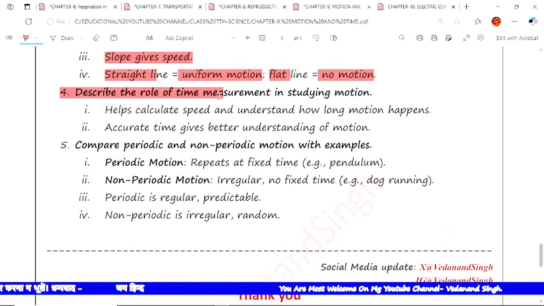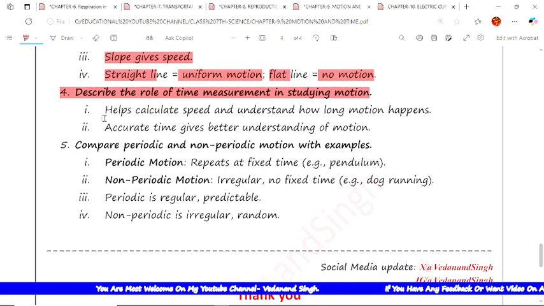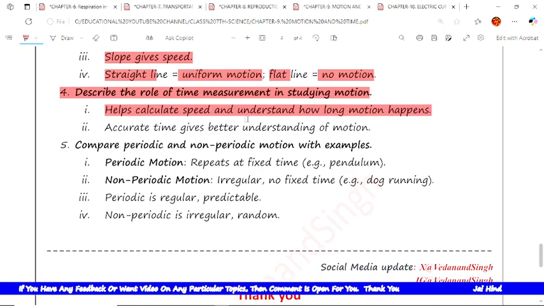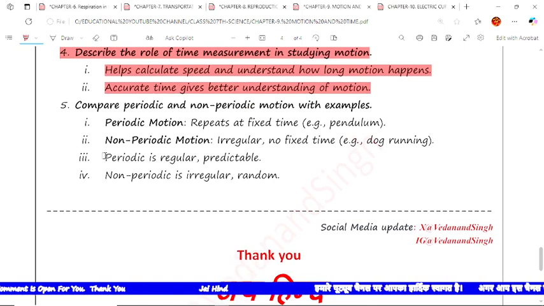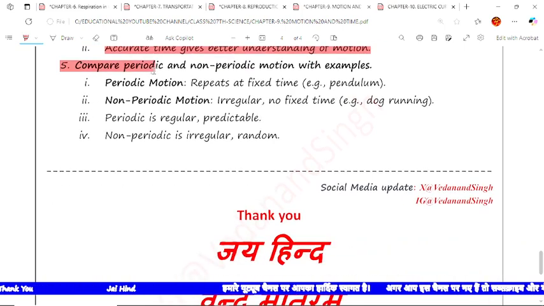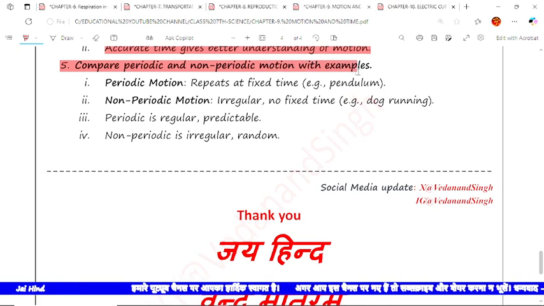Describe the role of time measurement in studying motion. The answer: the first point is it helps calculate speed and understand how long the motion happens. Second point is accurate time gives a better understanding of motion. The next and last question is: compare periodic and non-periodic motion with an example.